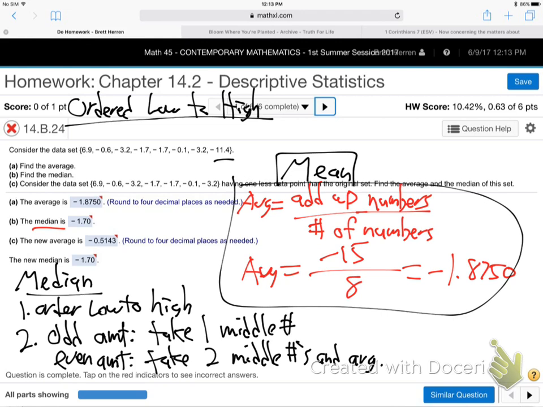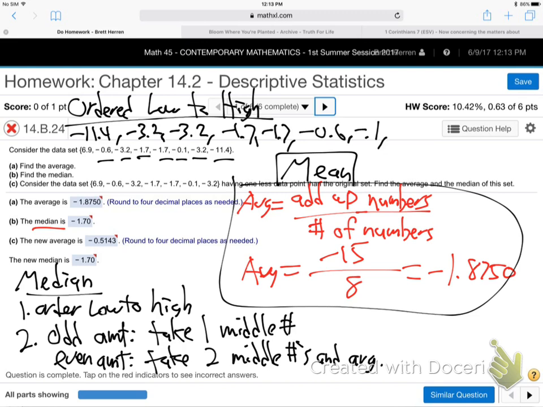Negative 11.4. Right, that's the most negative. Followed by what? The negative 3.2s, right? Negative 3.2, negative 3.2, and then the 2 negative 1.7s. And then the negative 0.6, and the negative 0.1, and then the positive 6.9. Did I miss any? 1, 2, 3, 4, 5, 6. I got 8. So just double check, count them, make sure you got them. I got all 8. So there they are, ordered from low to high.